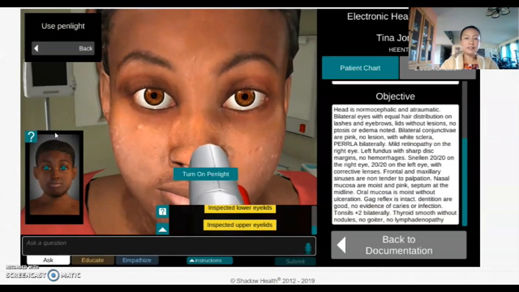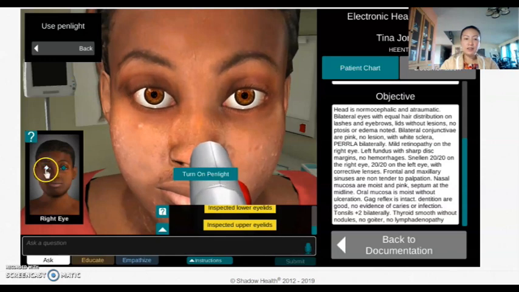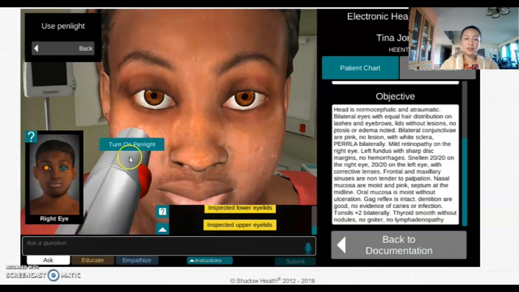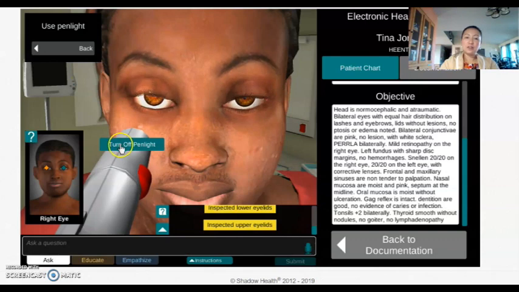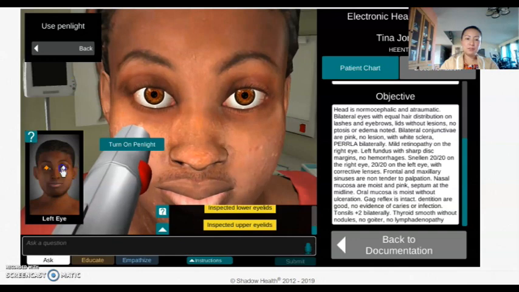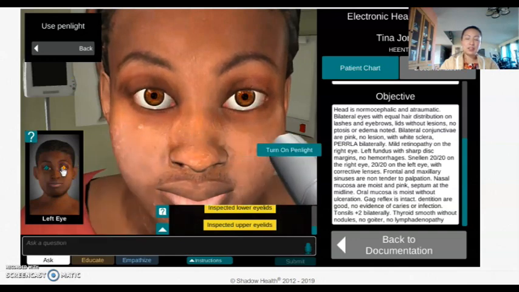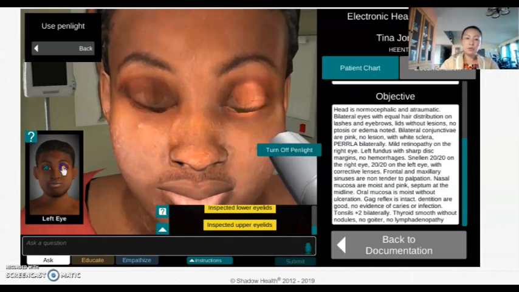Okay, by using a pen light, I can determine if the pupils are reactive to light and accommodation. I'm going to start on the right eye. Turning on and turning off the pen light will give me an idea if the pupil is reactive to light and accommodation. Okay, there you go. Very good. Checking the left eye. I am turning on and turning off the pen light, and I can see the increase and the reduction of pupil size upon turning off the pen light.